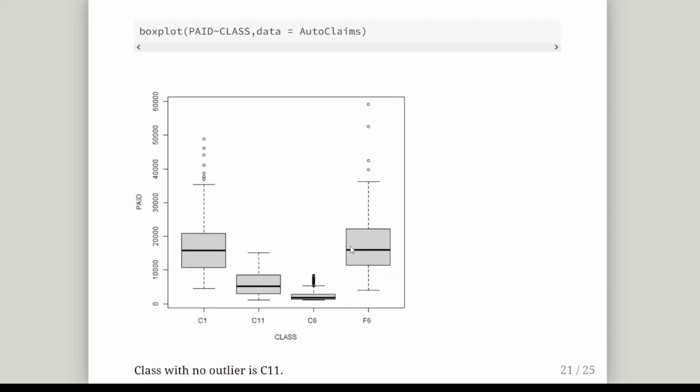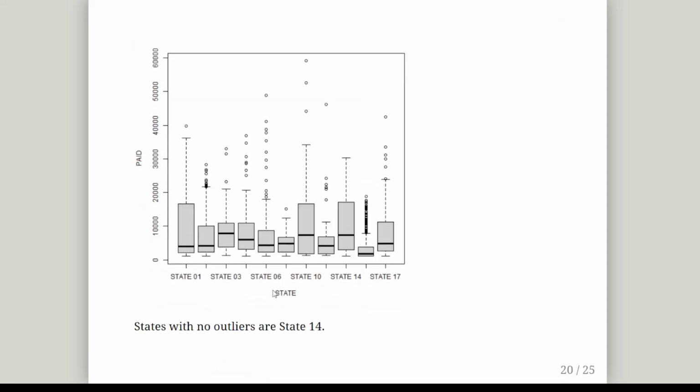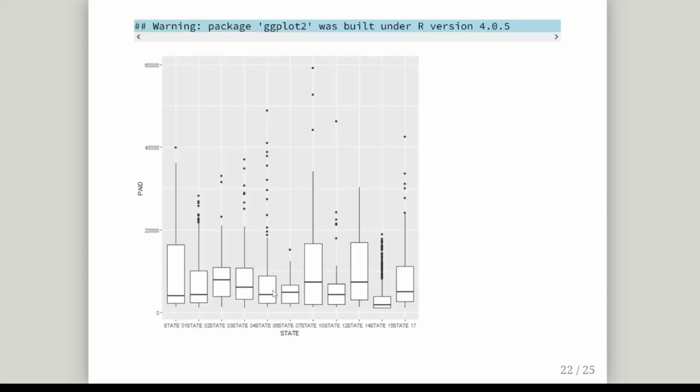Likewise, we do the same for paid by class, the distributions of amounts paid by the class. There are outliers for C1, outliers for C6. There's loads of them there. They're bunched up together, so they're a little bit hard to read from here, but they're there. And F6. But there are none for C11. So that answers the two questions. C11 has no outliers in terms of class, and state 14 has no outliers in terms of state.